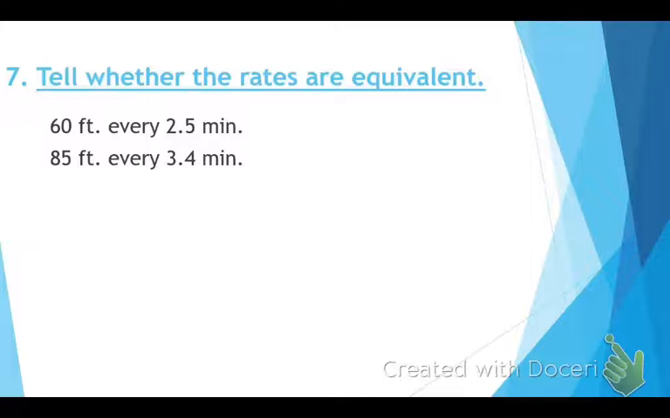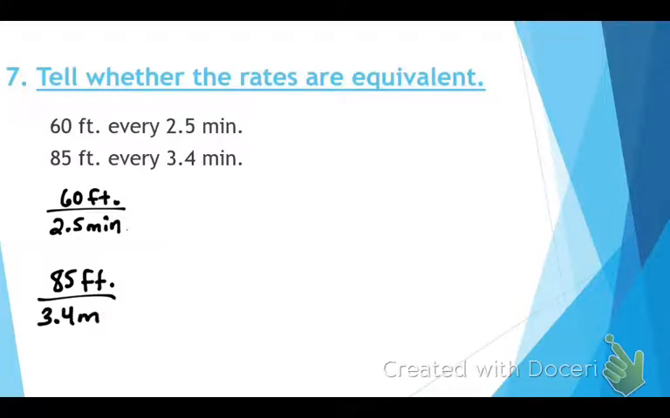As you guys just did that, how many of you would say you did it by finding the unit rate? Okay, when finding the unit rate, what you did was you did 60 feet in 2.5 minutes, and then you also found 85 feet in 3.4 minutes. If you remember, this fraction bar means to divide. So what's 60 divided by 2.5? 24. So that means 24 feet in 1 minute.